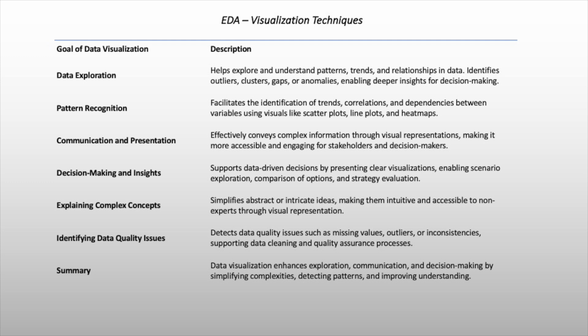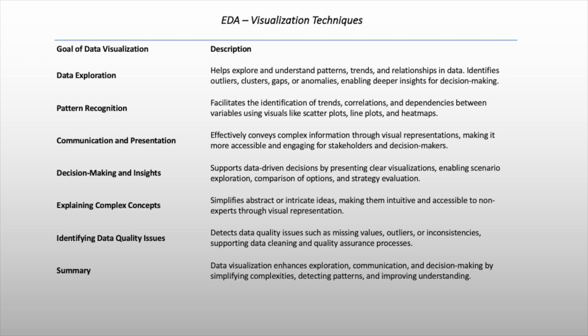Decision-making and insights. Data visualization supports data-driven decision-making by providing clear and concise visual representations of information. Visualizations enable analysts to explore different scenarios, compare options, and evaluate the potential impact of decisions. They highlight key findings and insights that inform strategies, policies, or actions, ultimately leading to more effective decision-making processes.